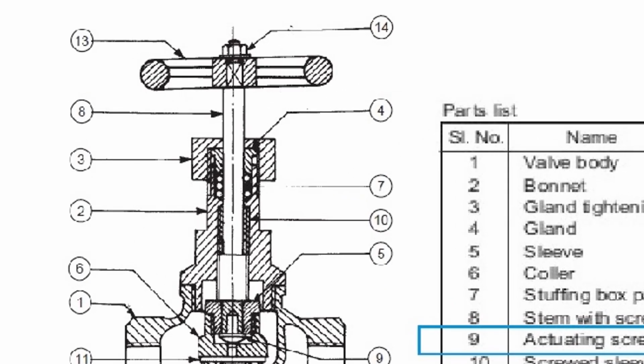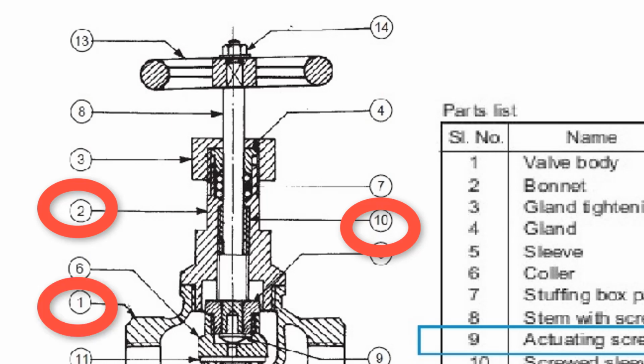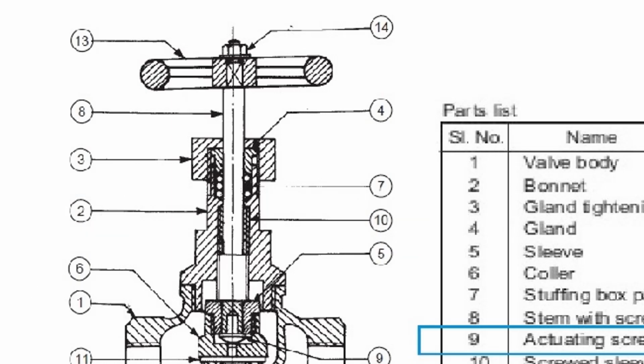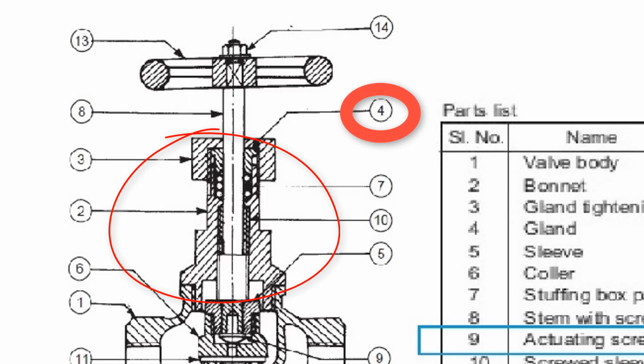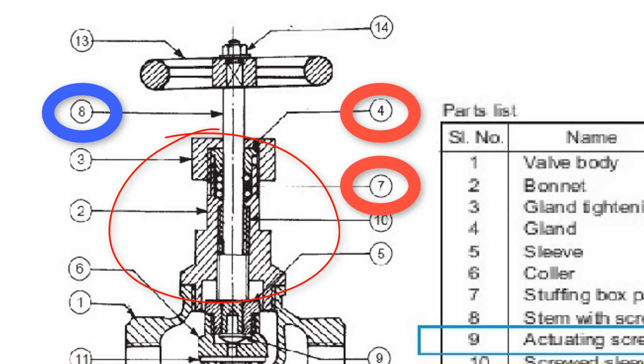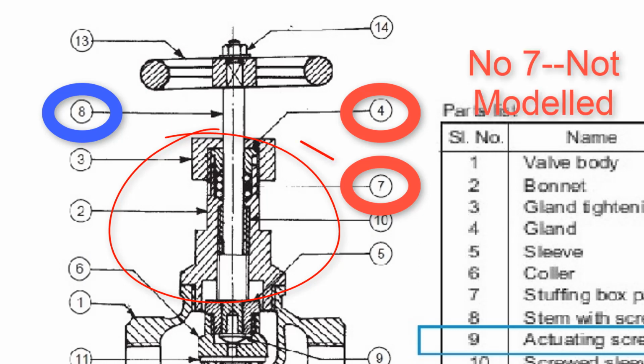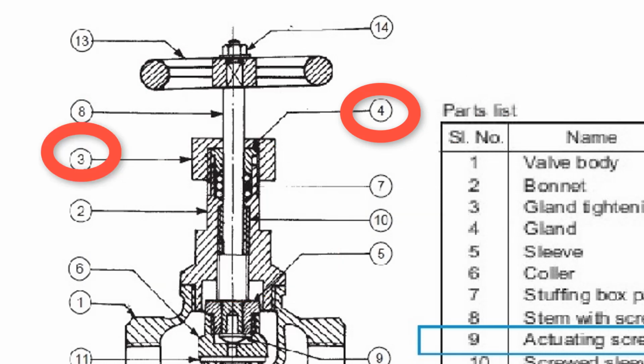Screw sleeve number 10 is located in the bonnet. This assembly group is screwed on the valve body number 1. Gland number 4 is located in the bonnet group with the stem number 8 and with packing number 7 seen in this figure. But we do not model this packing group. This packing group prevents the leakage of the fluid from the valve. Gland is secured by the cap nut number 3.